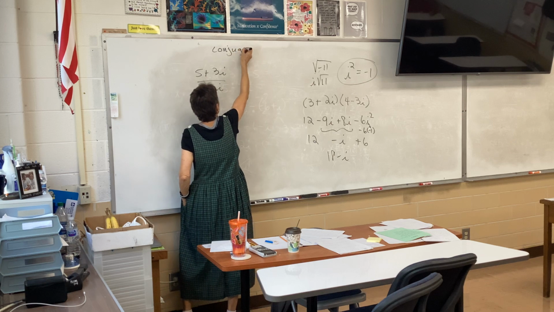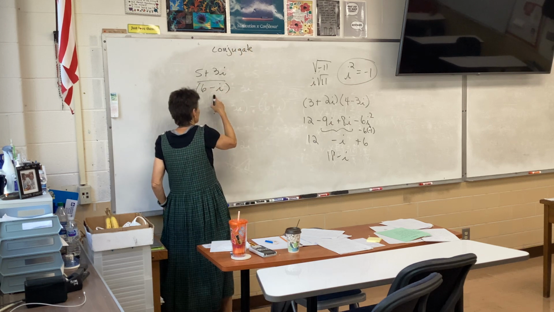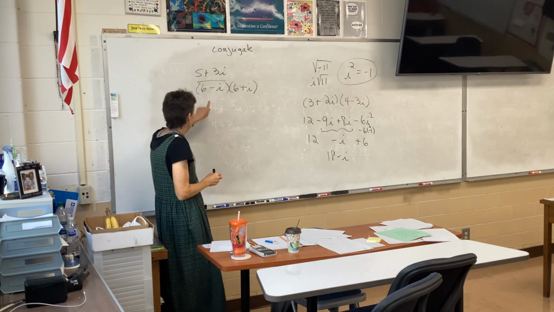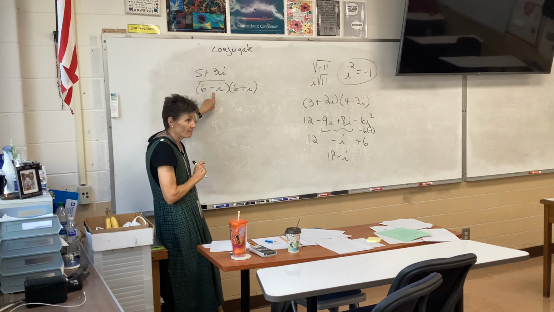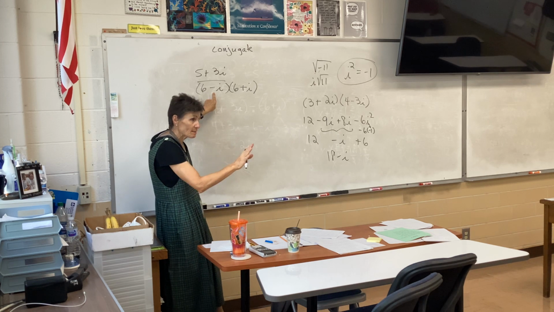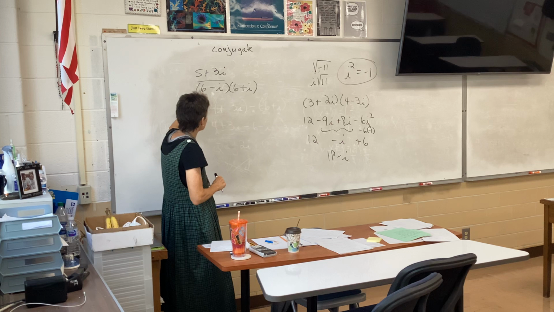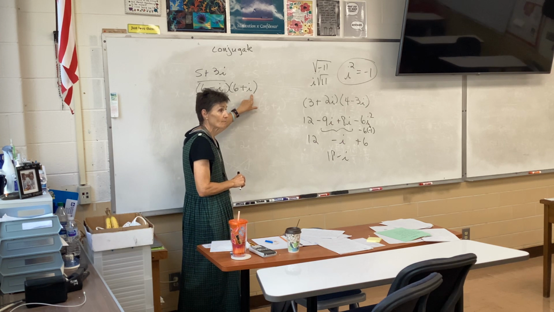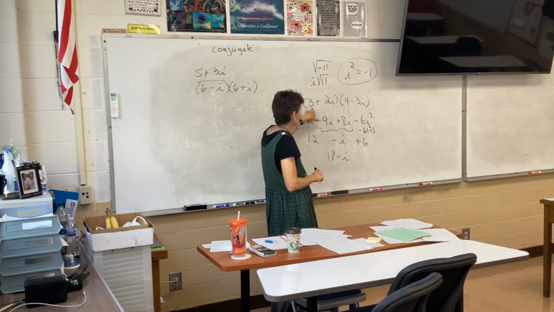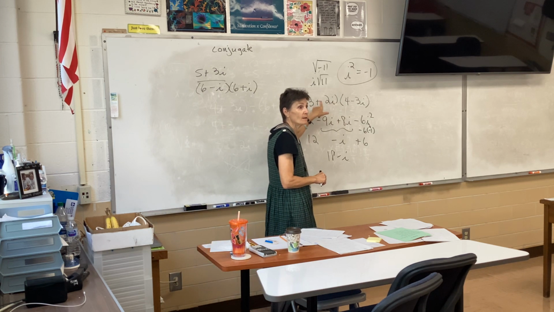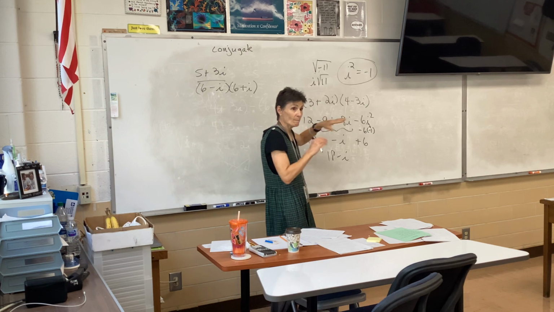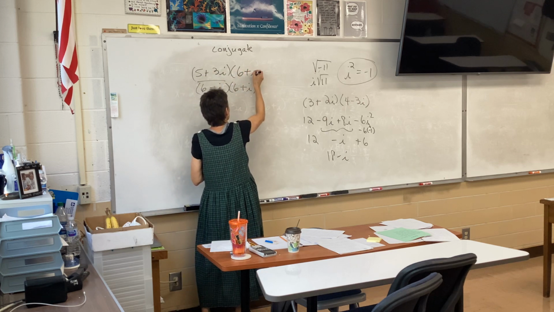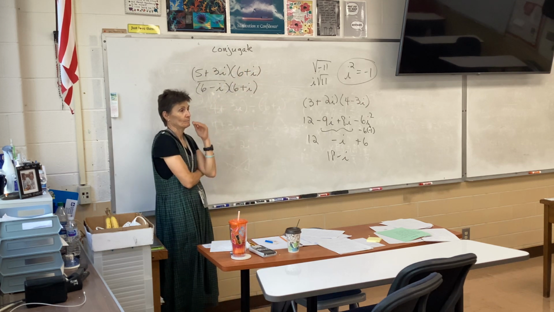The conjugate of the denominator. And when you write the conjugate, you change just the middle sign. Okay, just the middle sign. So the conjugate of 6 minus i is 6 plus i. The conjugate of 3 plus 2i would be 3 minus 2i. So we multiply the top and the bottom, gotta do both, by the conjugate of the bottom.